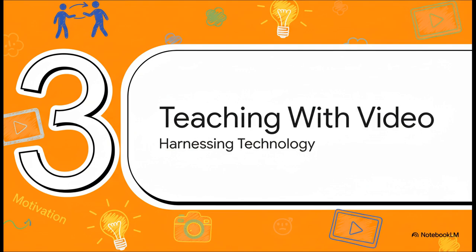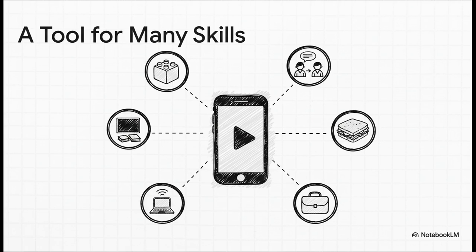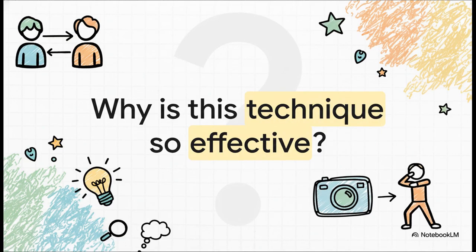All right, now let's look at how we can use modern technology to make teaching those complex, multi-step skills way more consistent and, honestly, a lot more engaging. The technique is called video modeling, and it's just incredibly versatile. Just look at this list. It can be used to teach pretty much everything, from basic social skills like initiating a conversation, all the way to complex vocational tasks.